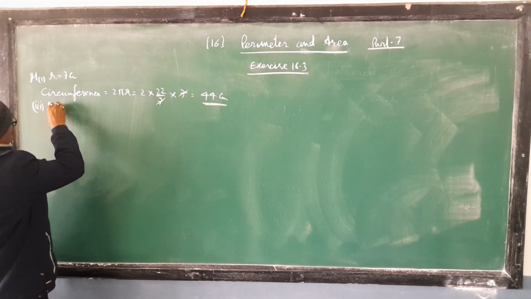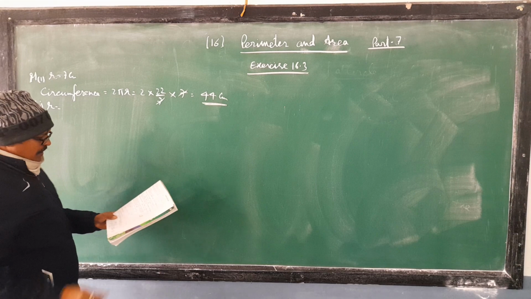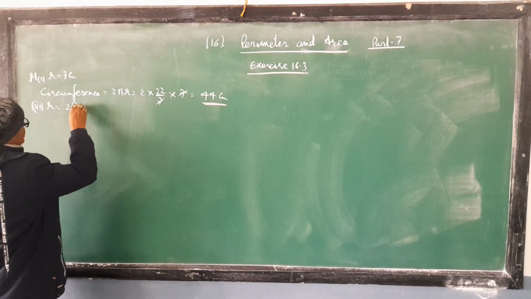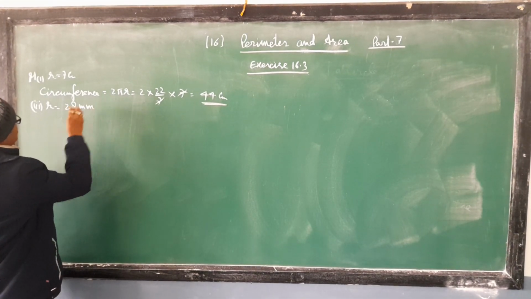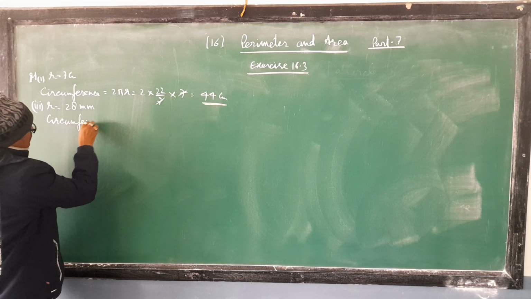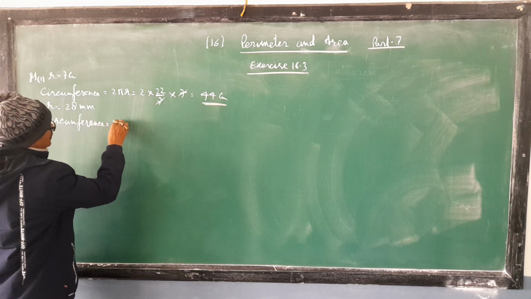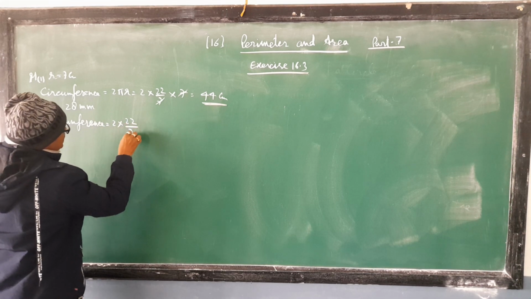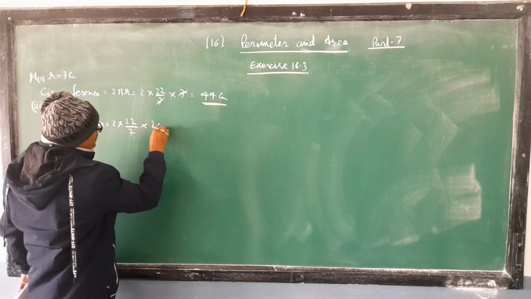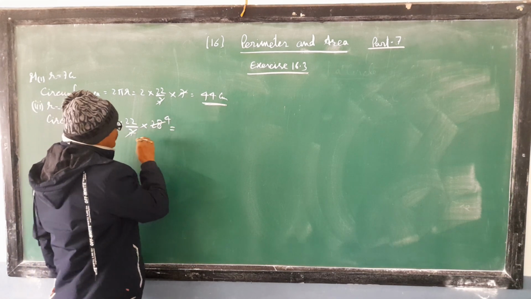Third part also we can do. In this case, the value of r is 28 millimeter. Then circumference is equal to 2 into 22/7 into 28. 7 fours are 28, multiply 44 into 4.